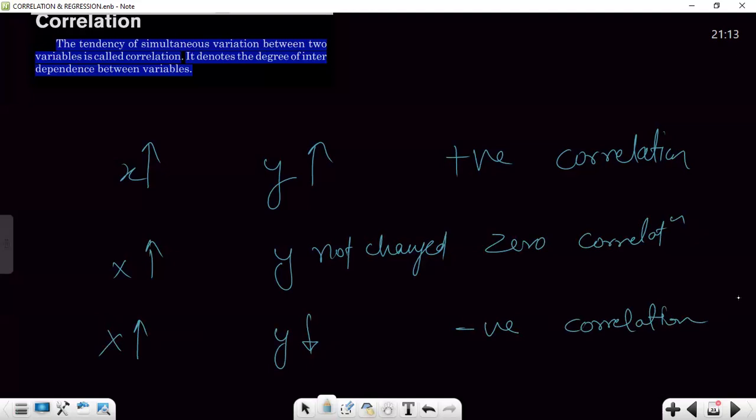Are these points clear till now? Are these points clear? Yes or no?